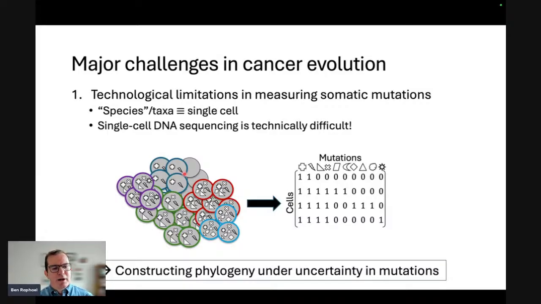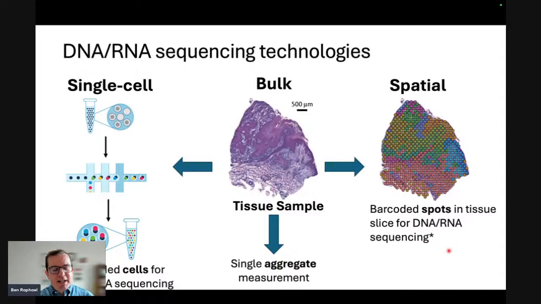And so often what this leads to is that we need to construct a phylogeny from a mutation matrix like this that has large uncertainty in the mutations due to the limitations of our measurement technology. And so we have to think a lot about the technology we're using and what it tells us about the data that we have. And in terms of DNA sequencing and RNA sequencing, there have been two technological revolutions in the technologies for measuring tumors.